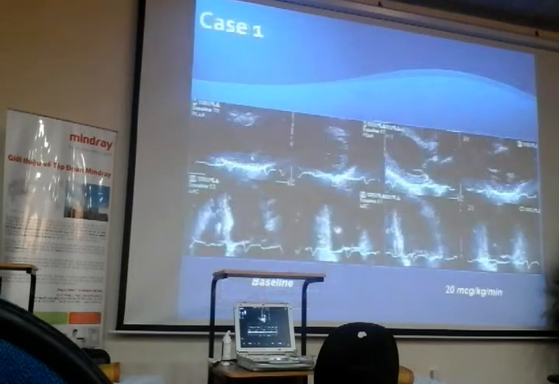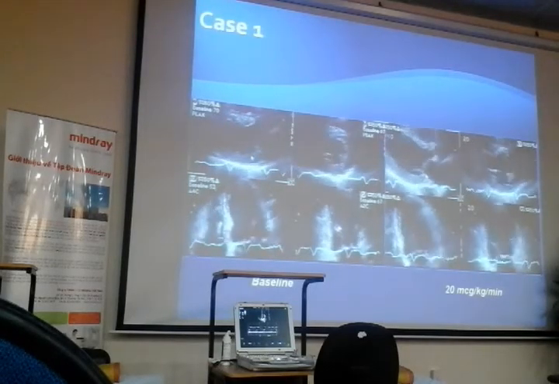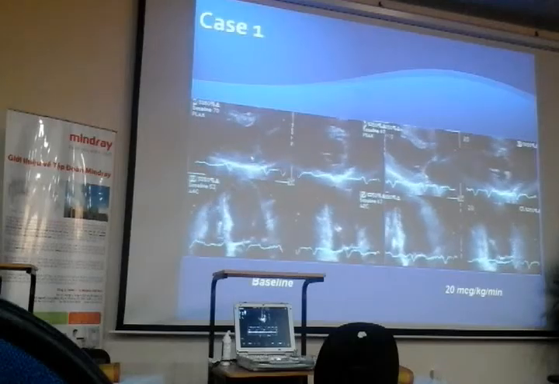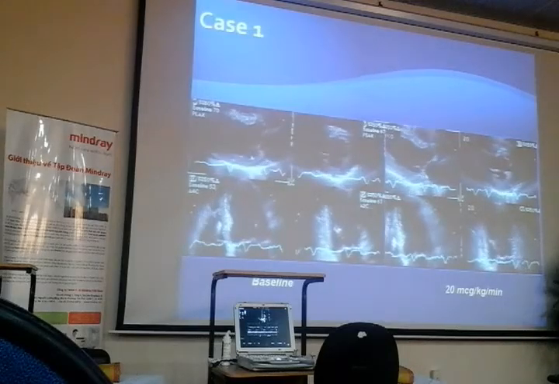The question still remained whether or not this is flow-dependent aortic stenosis, so that the valves can open bigger if the stroke volume is higher. So this patient went through the dobutamine stress echo protocol.